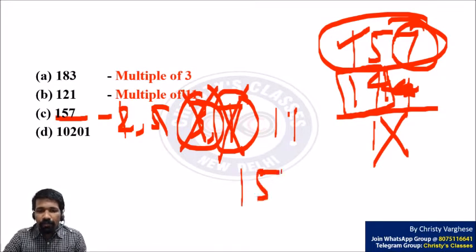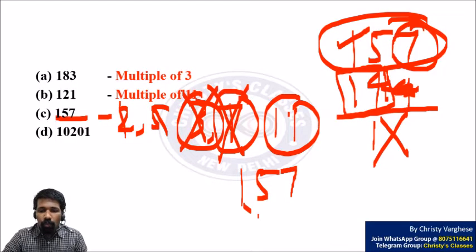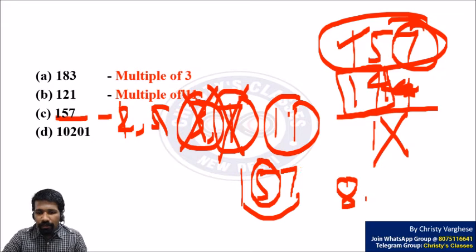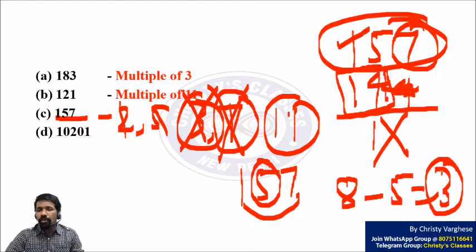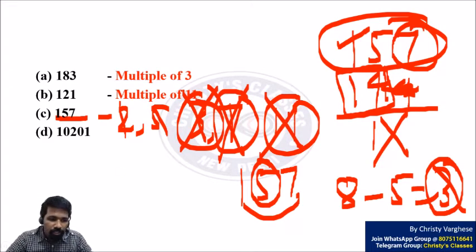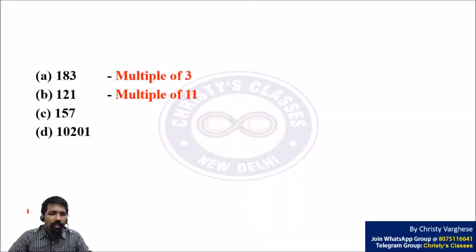Now 157, how to check with 11? 1 and 7 addition is giving you 8. The remaining term is 5. So 8 minus 5 is 3. That subtraction is giving you a non-multiple of 11. That is why the number is also not a multiple of 11. The test of divisibility rules we learned in the theory class is enough to find whether it is prime or not.